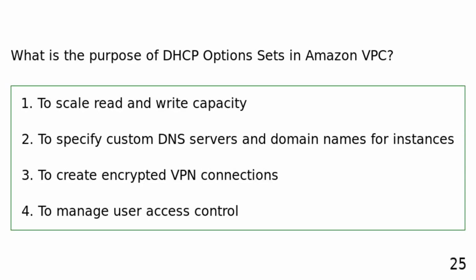What is the purpose of DHCP option sets in Amazon VPC? To scale read and write capacity. To specify custom DNS servers and domain names for instances. To create encrypted VPN connections. To manage user access control.